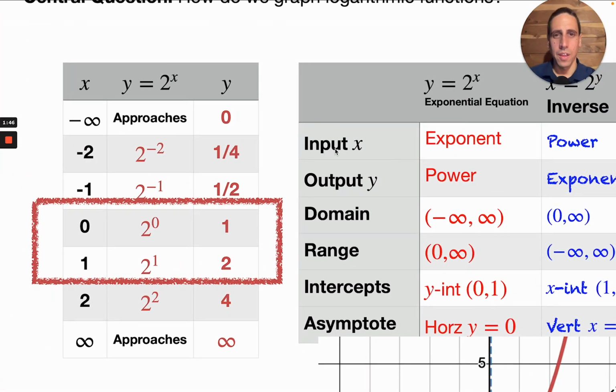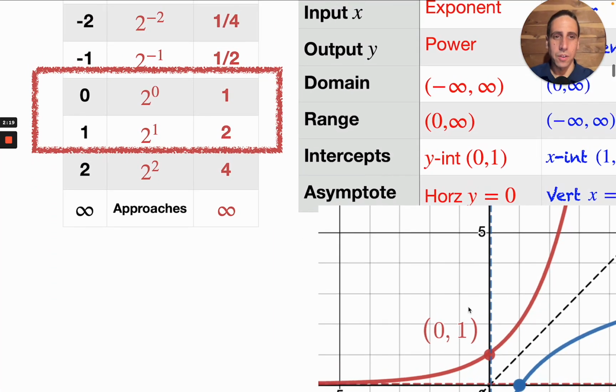So here, the input is an exponent, and the output is what we're going to call a power. The domain is all these x values, going from negative infinity to positive infinity. The range gets as high as you want, positive infinity, but the lowest y value is 0, and it won't actually even reach 0. So the range is all positive numbers, from 0 to infinity, not including 0. The intercepts: when x is equal to 0, the output is 1, so it's a y-intercept of (0, 1). And when we graph it, it has a horizontal asymptote, y equals 0, along the x-axis.